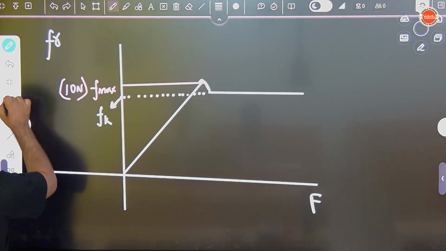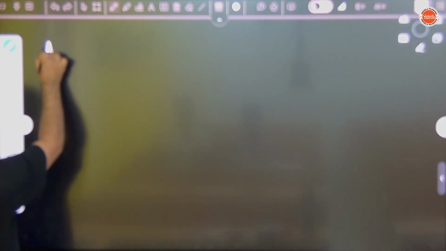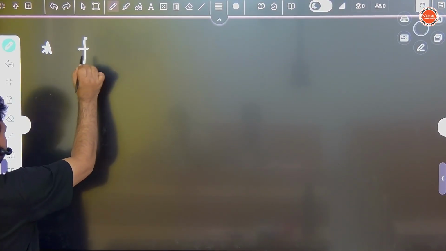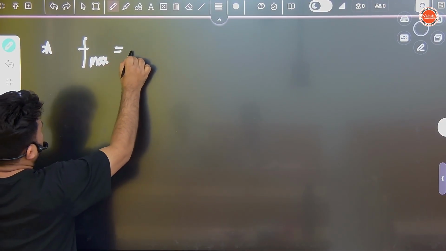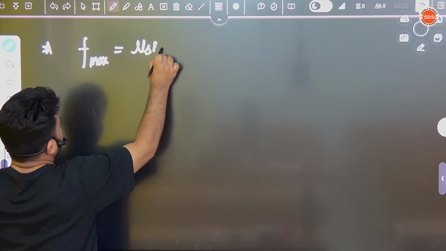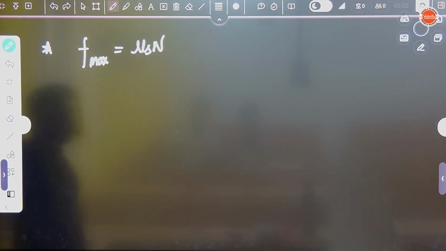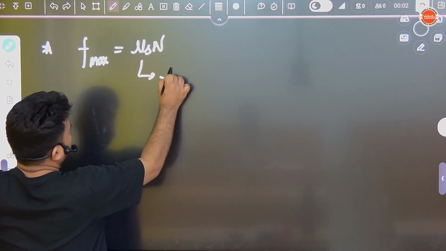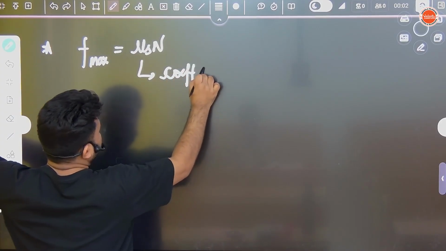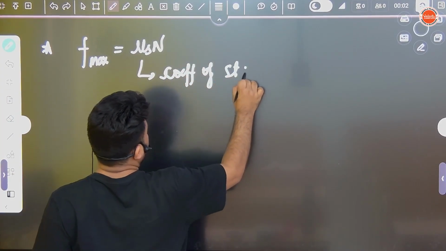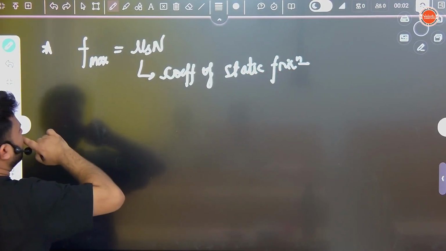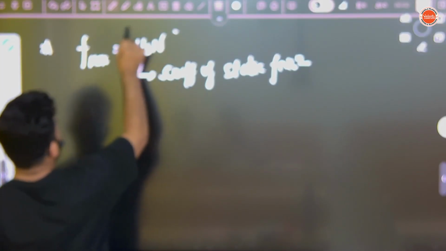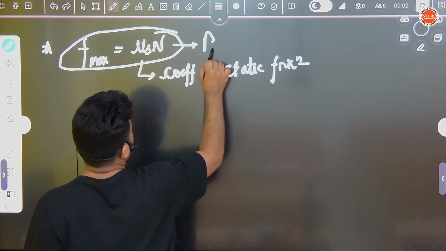So see, what I am saying, one thing you need to remember, the friction maximum formula. Always remember, directly I am writing mu s into N. What is N? Normal reaction. And what is mu s? Coefficient of static friction. This is the maximum friction. Here the body is at rest.